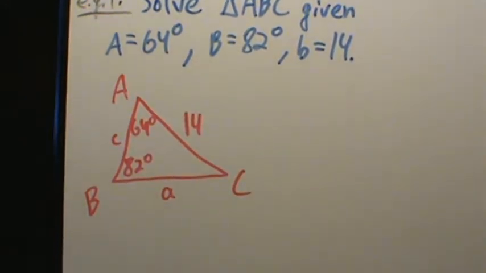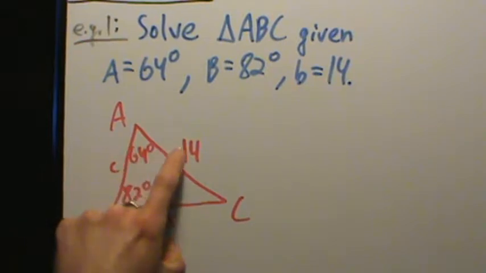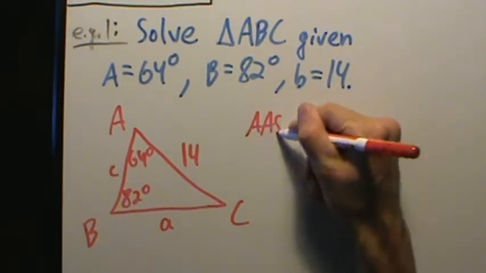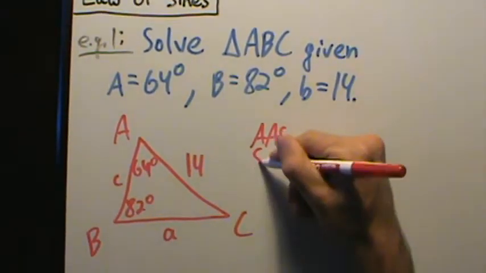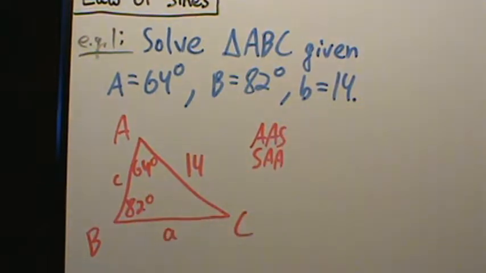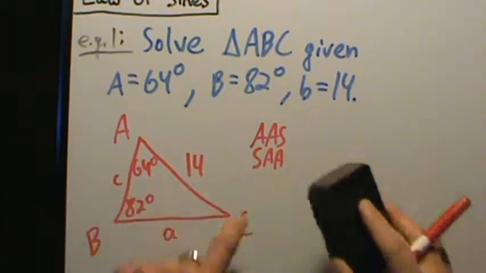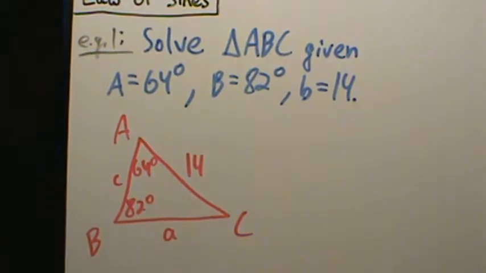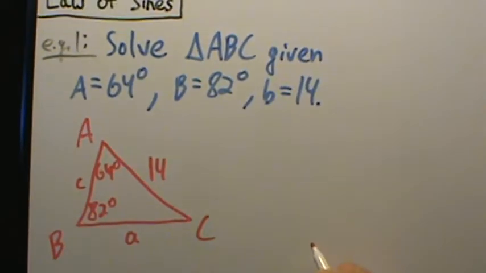So what kind of triangle is this? It's angle, angle, side. This is an AAS triangle, angle, angle, side, or SAA, side, angle, angle. So it's a triangle like this, and we can use the law of sines, so that's good. Let's go ahead and do that.